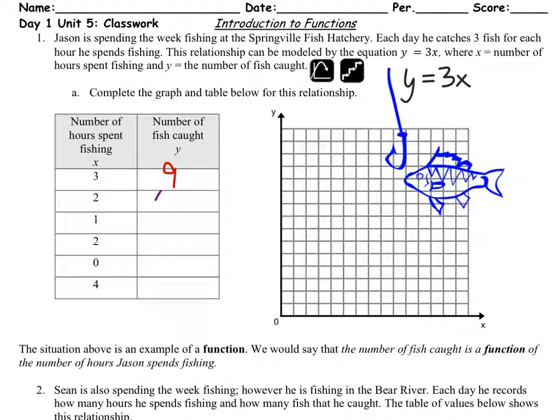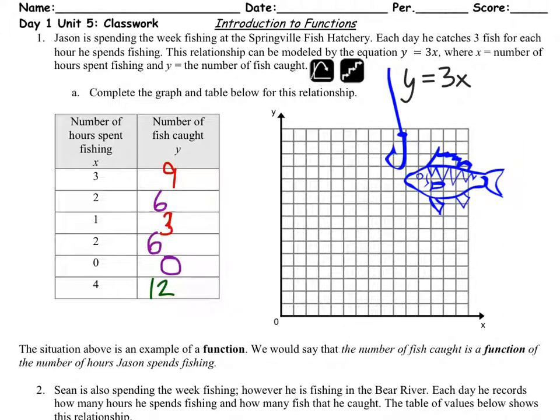6. What if he went fishing for 1 hour? Because that's how many went the next time. 3. 2 hours again, he should catch 6 fish. 0. So if he doesn't go fishing at all, naturally he should catch 0 fish. Well, what if he goes fishing for 4 hours? 12. 12 fish caught, okay?